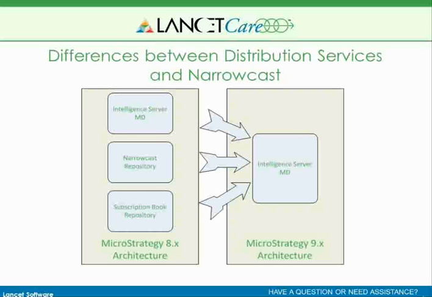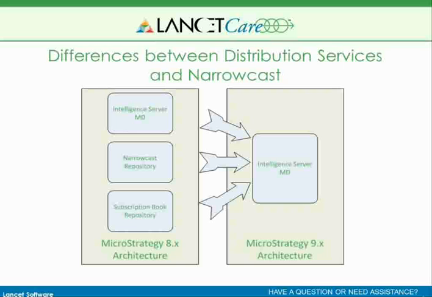Let's take a minute to look at some of the differences in the architecture between distribution services and Narrowcast. Previous versions of MicroStrategy required several repository databases. In version 8, the core iServer configuration and all objects were stored in 10 metadata tables. In addition to those tables, you had the Narrowcast repository database and the Narrowcast subscription book repository database.